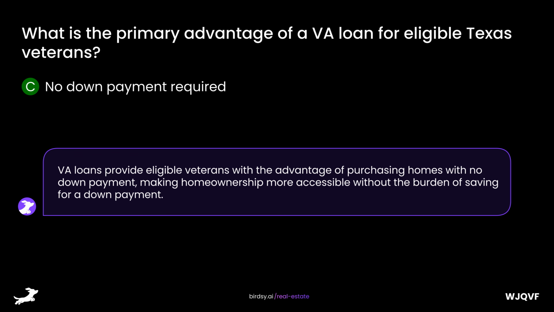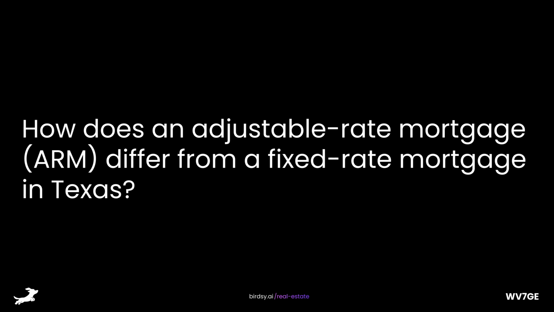VA loans provide eligible veterans with the advantage of purchasing homes with no down payment, making homeownership more accessible without the burden of saving for a down payment. How does an adjustable rate mortgage differ from a fixed rate mortgage in Texas?